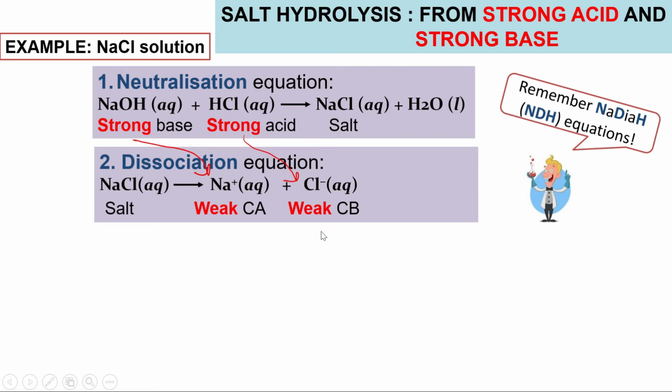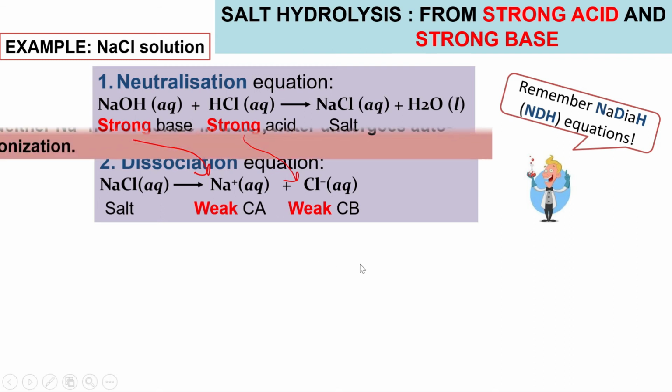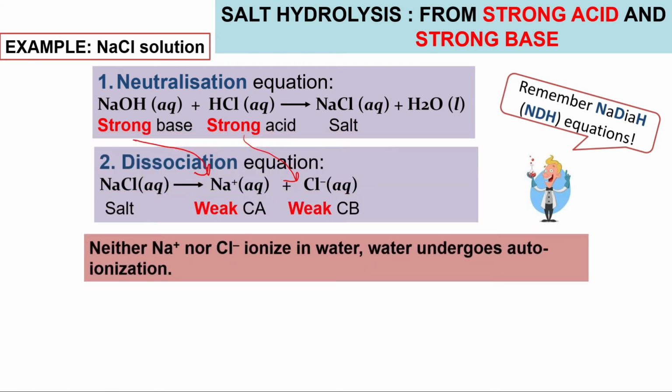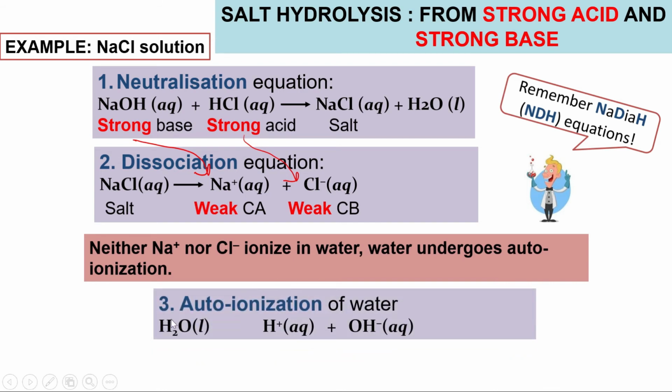Yes, neither Na+ nor Cl- can ionize the water molecule. Both cannot ionize the water molecule. So water will undergo auto-ionization. Remember, we learned earlier, so you must write down for the hydrolysis equation here. You must replace it with the auto-ionization equation of water. So water self-ionizes into its cation, which is H+, and also OH-. Also use the double-headed arrow because this is a reversible reaction.